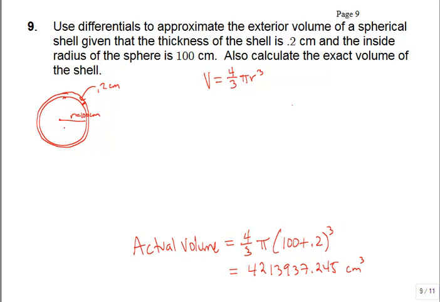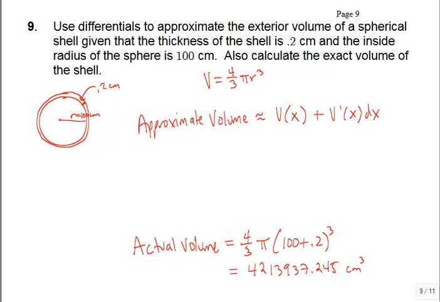Now what we're going to do is use differentials to approximate this actual volume. So the approximate volume. Whenever you see that word approximate, you know that you're going to be using differentials, which means you're going to be using a derivative. This approximate volume is going to be based on the volume of the easy or good radius plus the derivative at that easy or good radius times the differential.